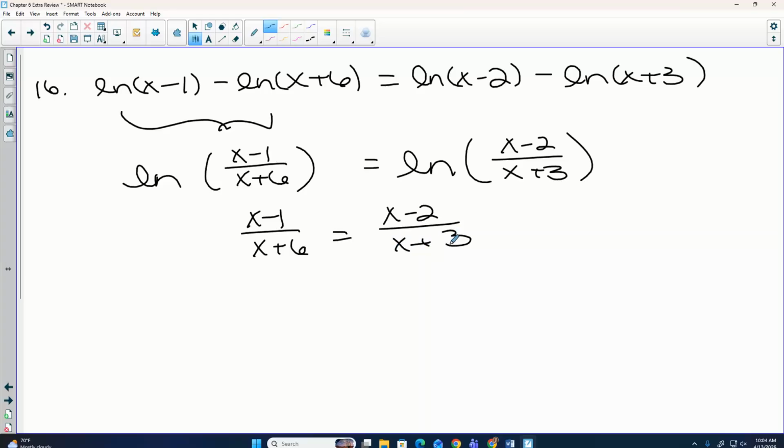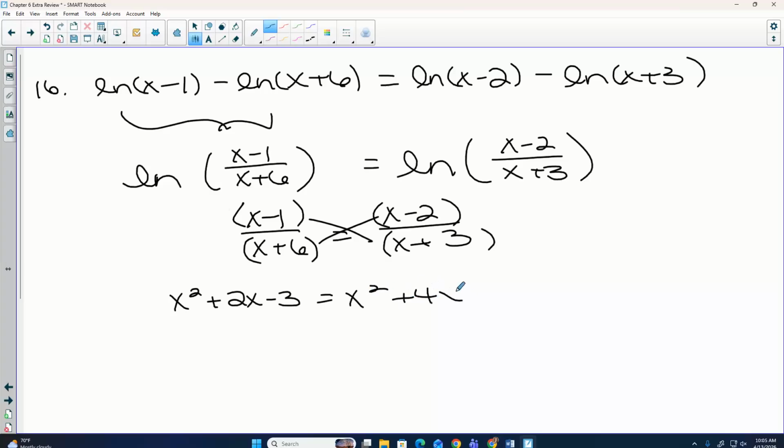How do we solve this? Cross multiply. You have to FOIL out as you do that. So, if I multiply these, we get x squared plus 2x minus 3. If I multiply those, we get x squared plus 4x minus 12.